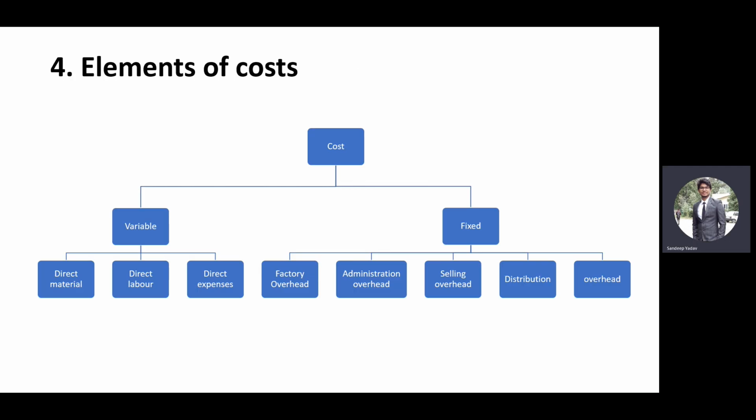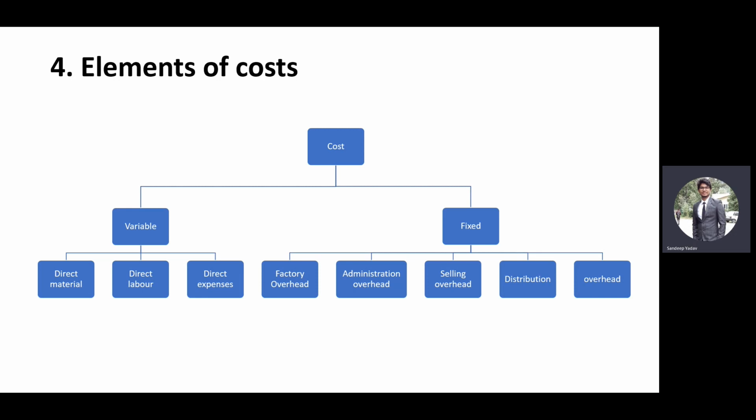Now, what are the elements of cost? Broadly, we can classify them into two elements of cost. One is fixed cost, another is variable cost. Variable cost can be further classified into direct material, direct labor, and direct expenses. And the fixed cost can be subdivided into factory overhead, administrative overhead, selling overhead, distribution overhead, and other kinds of overhead.